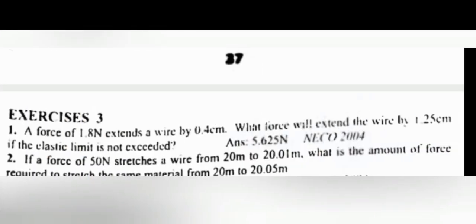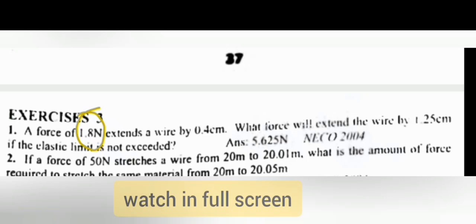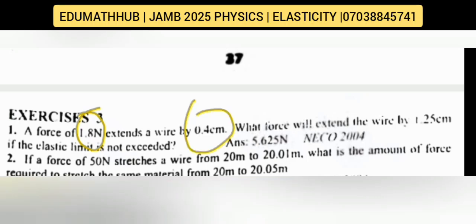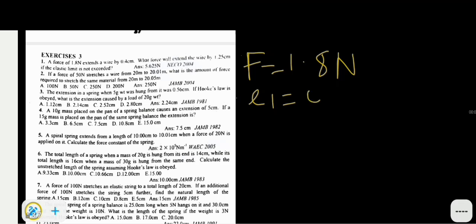We are told that a force of 1.8 Newton extends a wire by 0.4 cm. What force will extend the wire by 1.25 cm if the elastic limit is not exceeded? So let's get the values out first. The first force is 1.8 Newton. The first extension is 0.4 cm. The second extension is 1.25 cm.